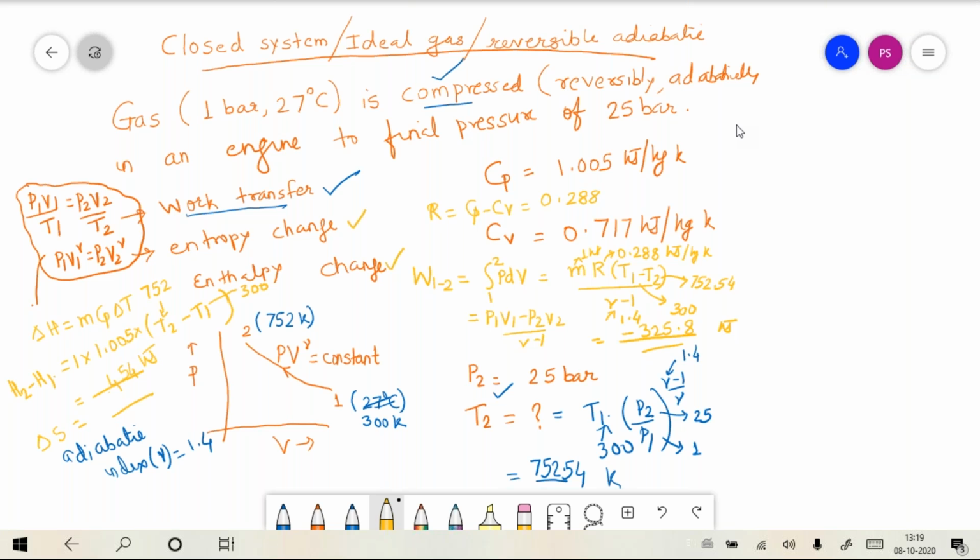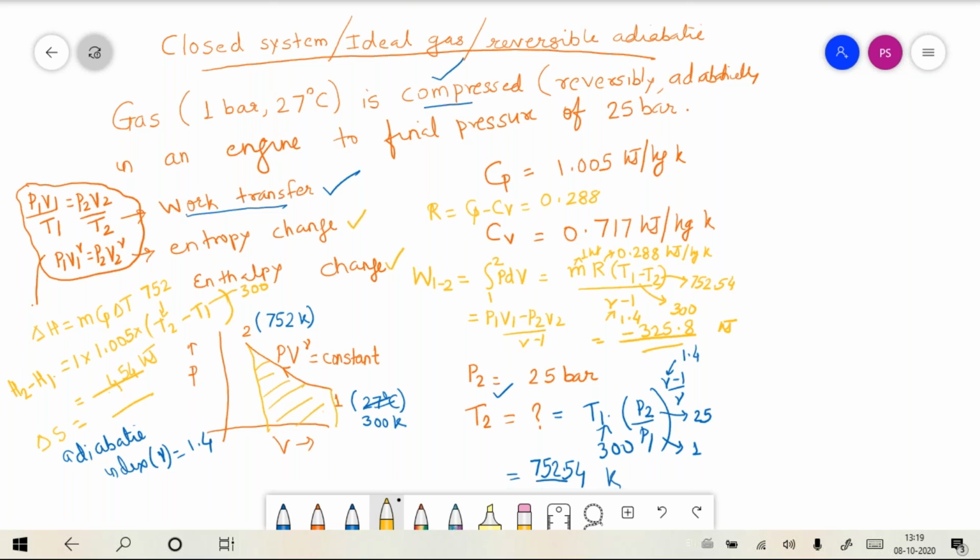Correct, Vedant, you are right. Because the process is adiabatic, there is no heat transfer, and because the process is reversible, there is no question of change of entropy. The entropy would remain constant. So the answer is entropy change delta S is equal to 0, because the process is adiabatic and reversible. I hope it is clear to you.